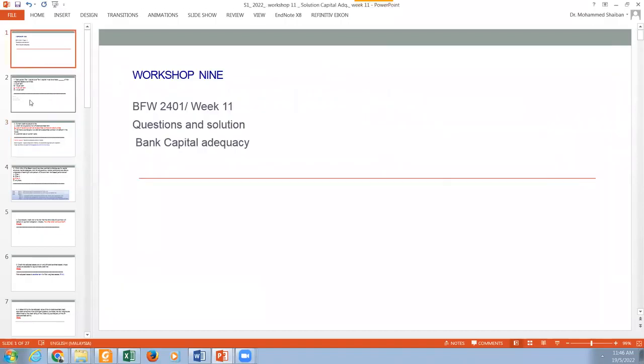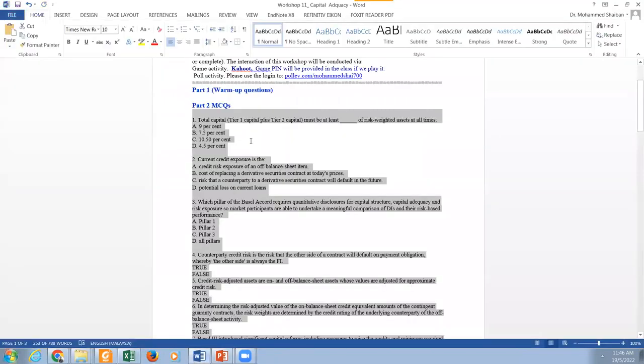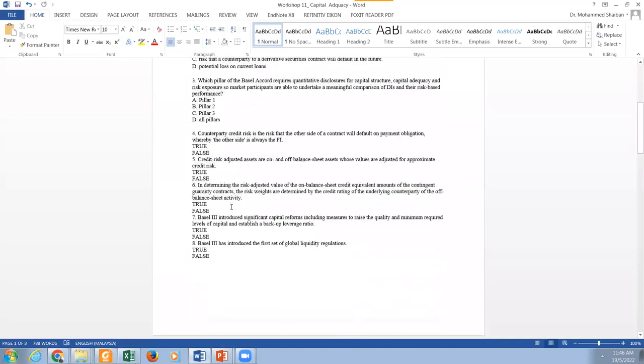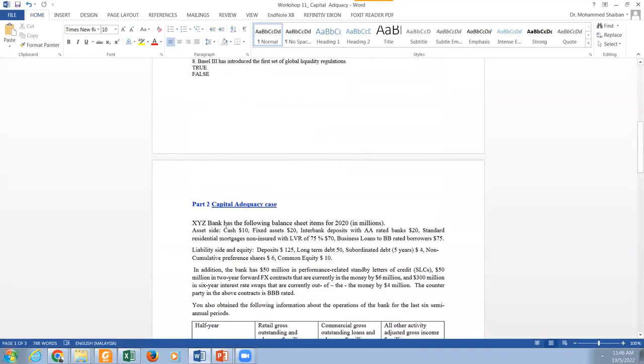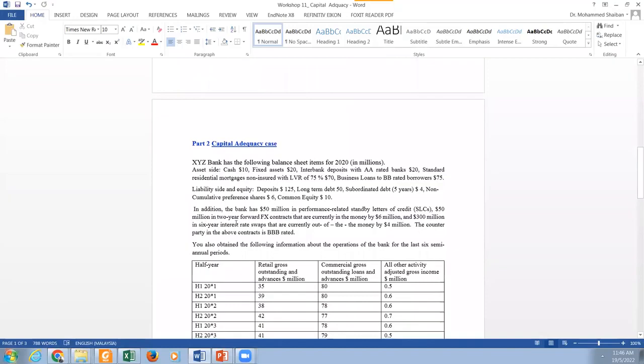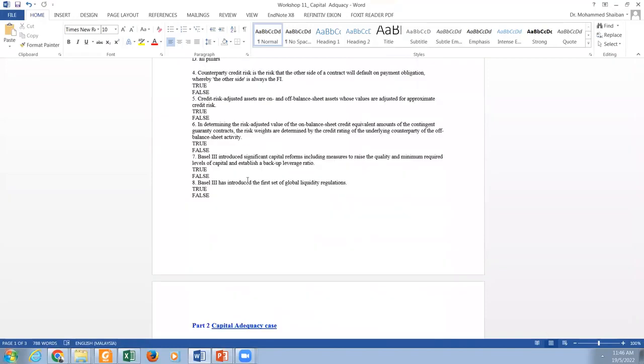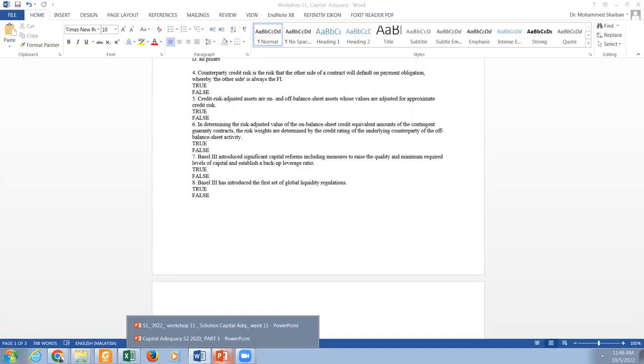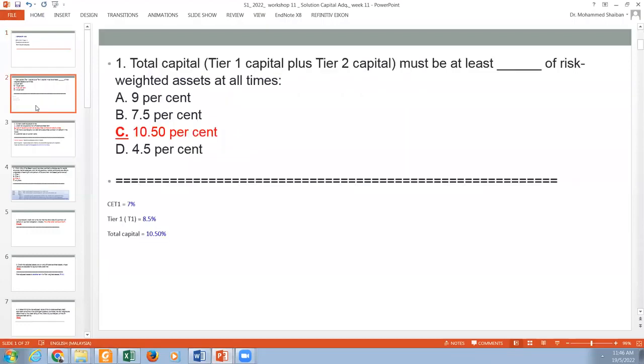In workshop number 11, we have the following questions. We have MCQs, which is part 1, and we have the case, which is the most important thing in part 2. We will try to finish part 1 as easily as we can, and then we go to the second part. The first part, the answer is there for students who are attending today.